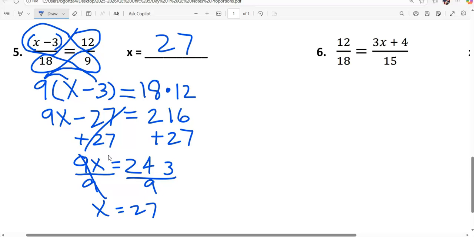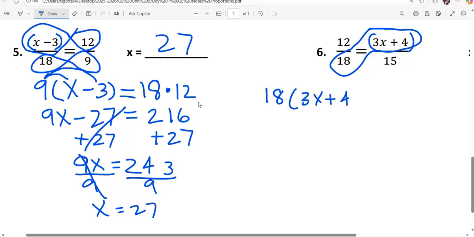So on the right, number 6 here, 3x plus 4 is in parentheses. When I cross multiply, by the way, I don't think I mentioned this. It doesn't matter which diagonal you multiply first, you can switch them around, as long as you're doing a diagonal for one and a diagonal for the other. Okay. So 18 times 3x plus 4 is 18 parentheses 3x plus 4. And then the other diagonal, after the equal sign, 12 times 15. That's one.